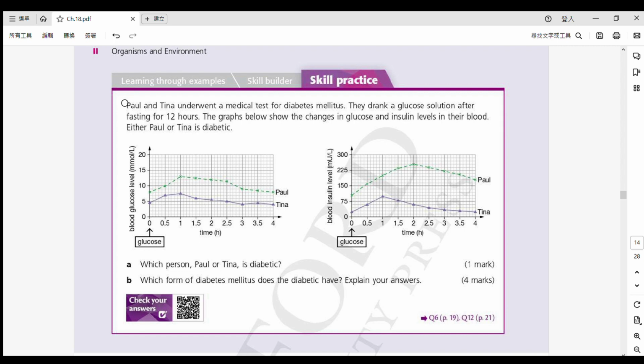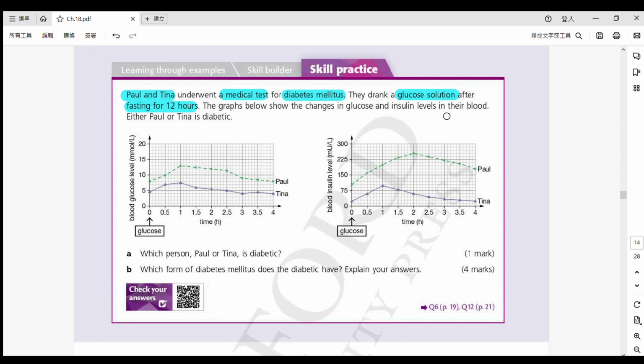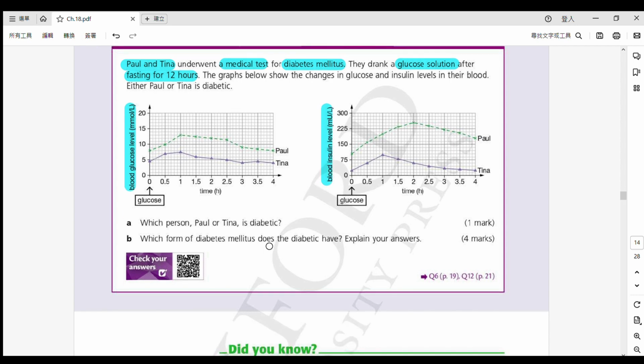Alright，好啦嚟到喎，我哋就會講啦。Paul and Tina, two people again，佢做咗一個 medical test 啦，for 一個 diabetes mellitus。OK，有冇糖尿病咧？So they drink a glucose solution after fasting for 12 hours. You can see that fasting is necessary again，係都有需要㗎。所以嘞喎，as you can see。Left hand side 我哋會見到 blood glucose level 啦，right hand side 你應該估到㗎啦，就係一個嘅 blood insulin level。Okay, so we're not sure if Paul or Tina is diabetic。邊一個係有糖尿病嘅咧？So the first question, which one is diabetic?